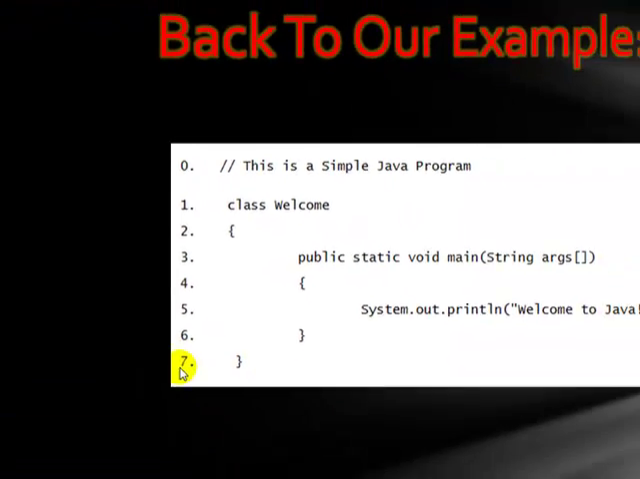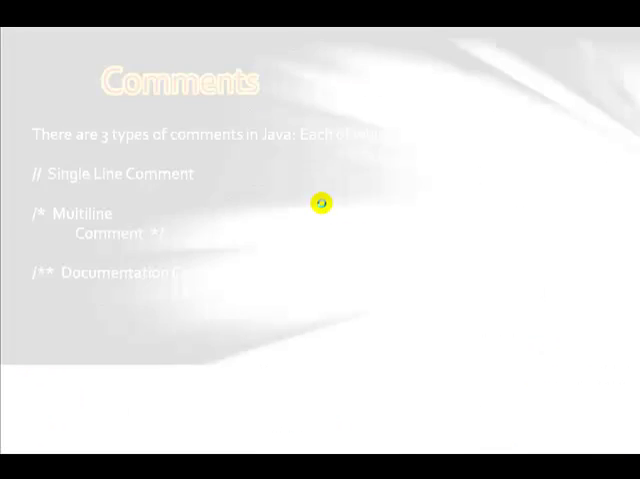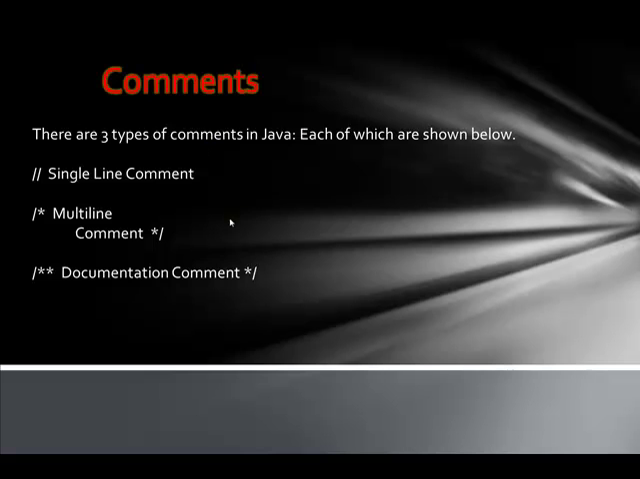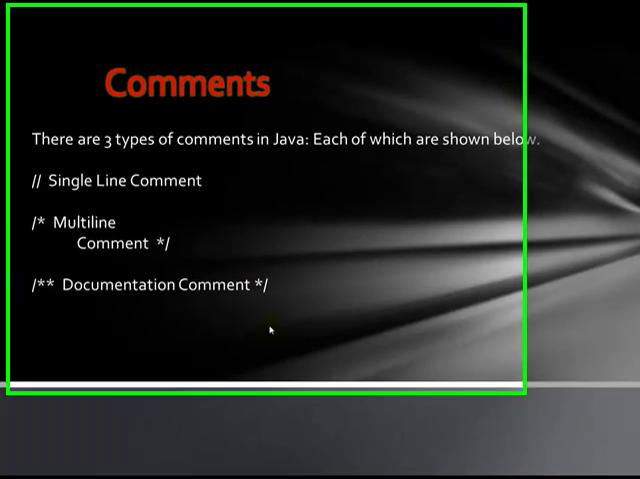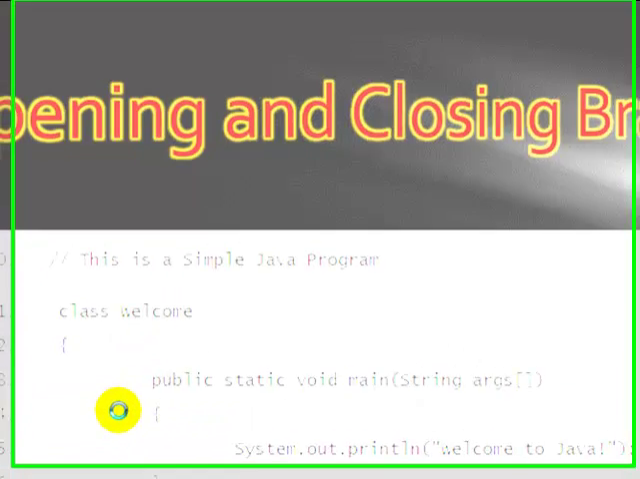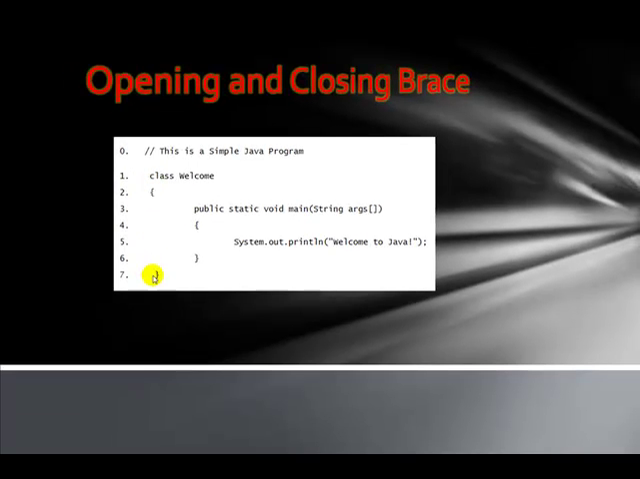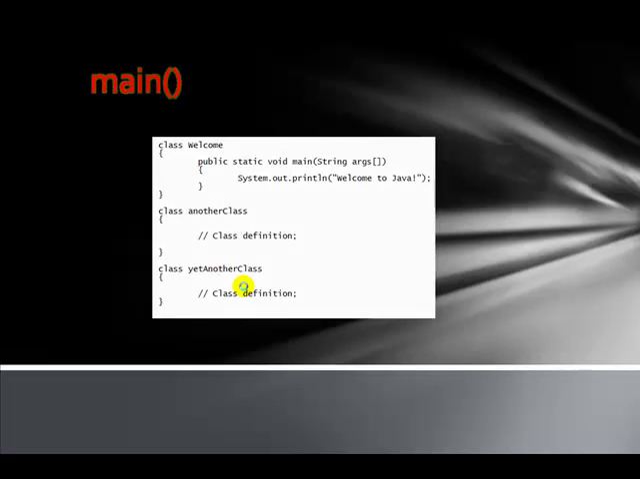So coming back to our simple example, let's number these lines of code for clarity. Our first line of code is comment. There are three types of comments: single line comment, multi-line comment, and documentation comments. Next comes class welcome. Class is a keyword, welcome is an identifier, that is name of the class. Next comes opening and closing brace. Every class definition in Java begins with an opening brace and ends with a matching closing brace. Note that there is no semicolon at the end of class definition.